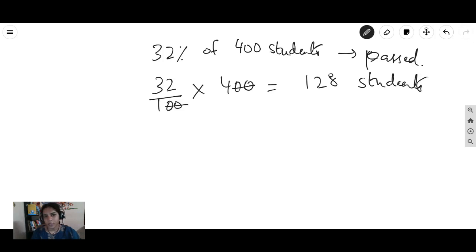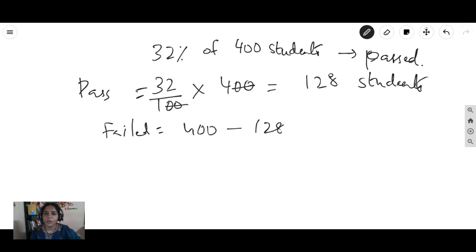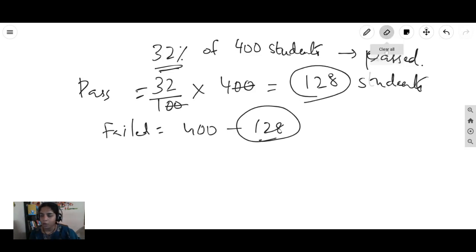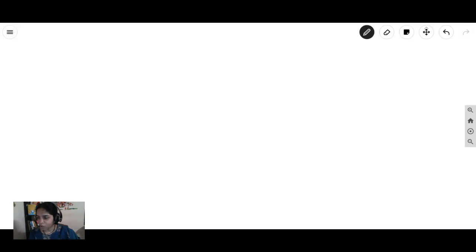Passed. Now, if the question is 32% of 400 students passed, but how many have failed? So remember that we are all talking about pass. Then the failed will be 400 minus 128. Correct? That you will get. So this is how you can take percentages and find out how many, right? Okay. Coming to the next topic of how to convert ratios to percentages.